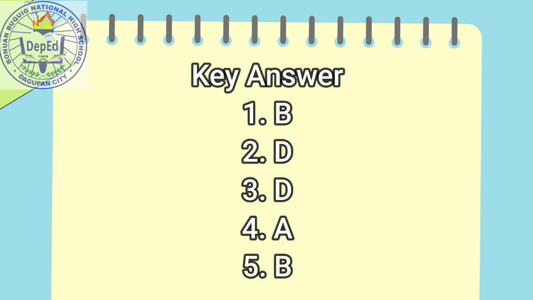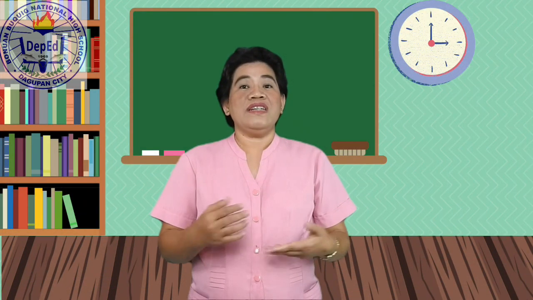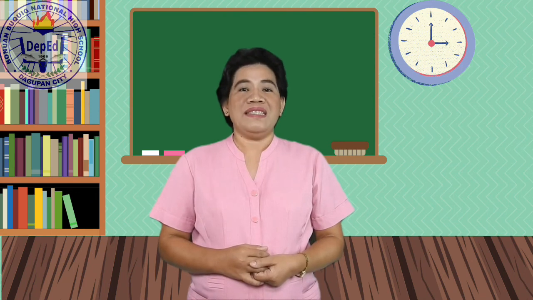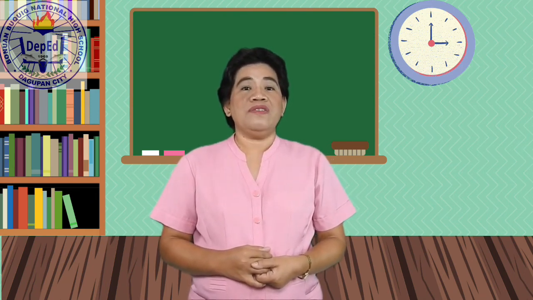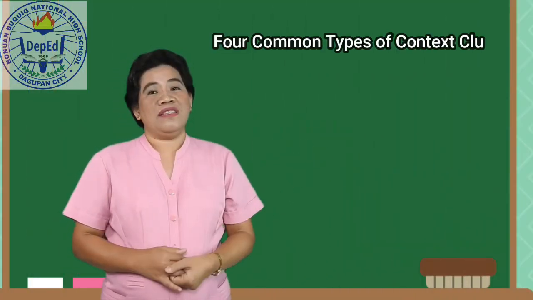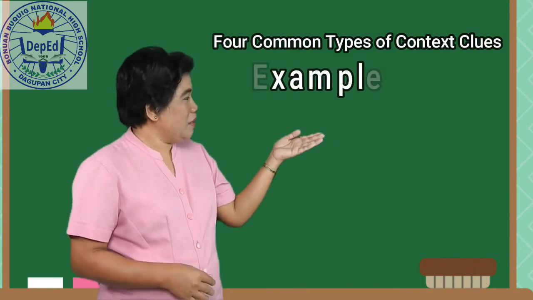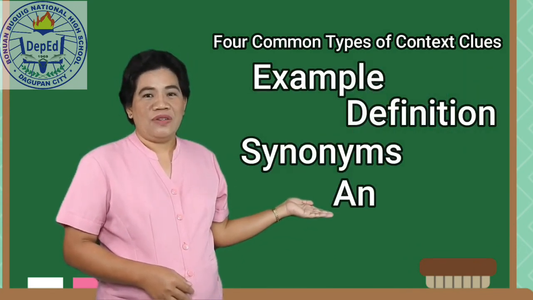Did you get them all? Good job! The following is a recap of today's unwrapped lesson. Context clues are hints or clues that appear in sentences, paragraphs, or passages to help understand the meanings of difficult words. The 4 common types of context clues are example, definition, synonyms, and antonym.